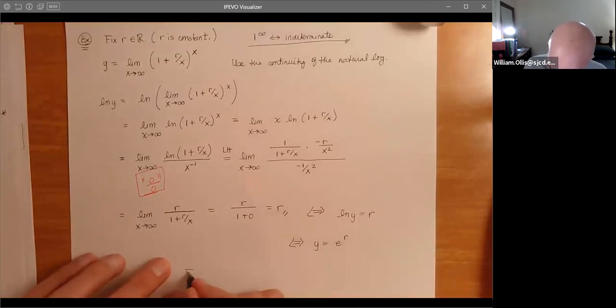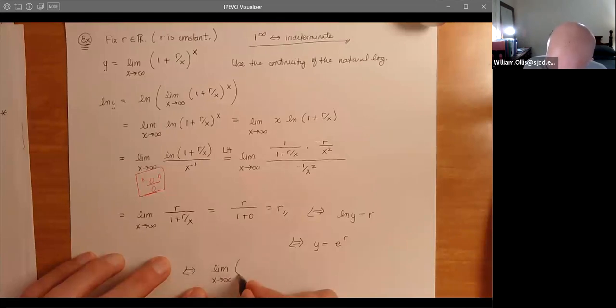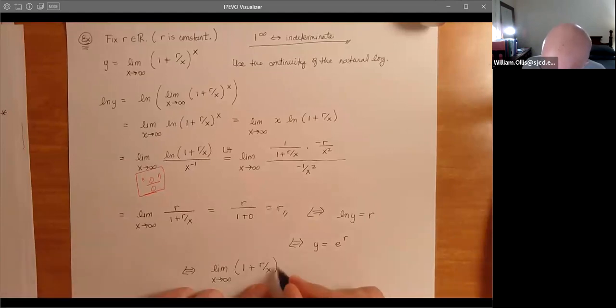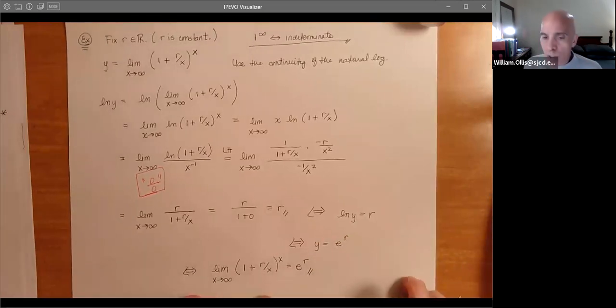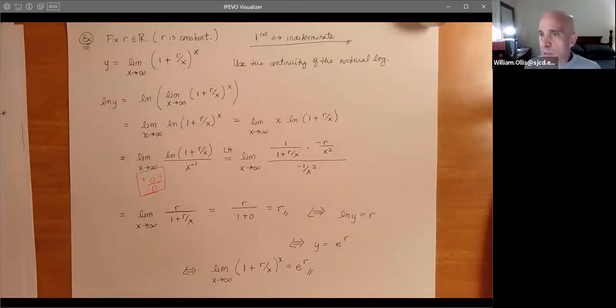So now, equivalently, the limit as x approaches infinity of 1 plus r over x to the x. Sorry, let me make that into an x, not an r, is indeed e to the r. And this is basically what you use in pre-calculus when you discuss continuous interest.